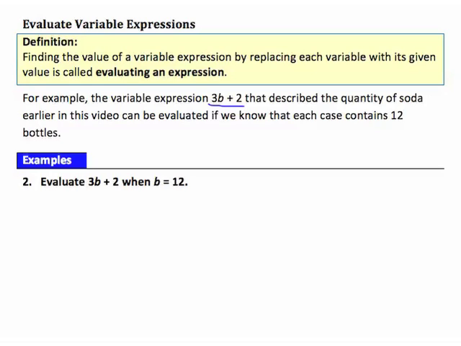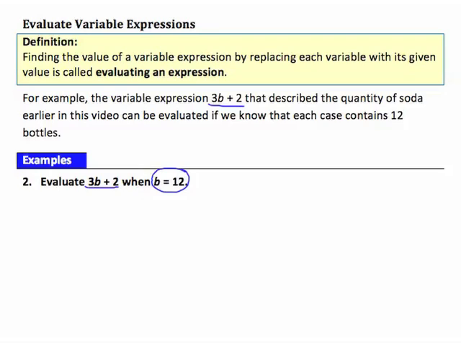Now let's take a look at an example evaluating that variable expression where each of those cases contains 12. So here we are at example 2. Here's our variable expression, 3b plus 2, and now we know that in each of those cases there were 12 bottles.